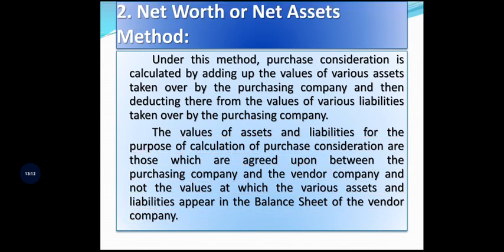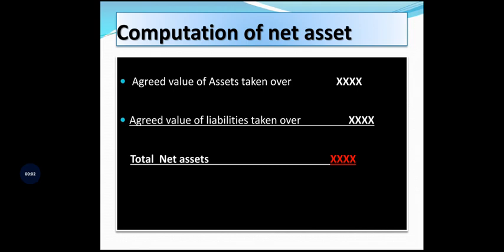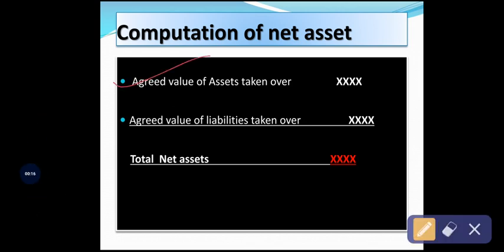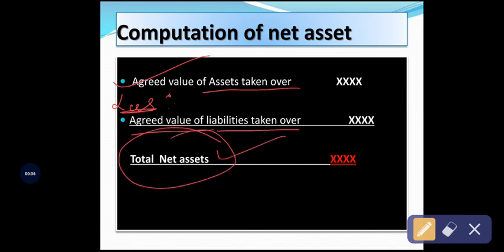So keep it in mind. This is the format to compute the net asset or purchase consideration under the net asset or net worth method. We have to take all the agreed values of the assets taken over by the transferee company, and deduct all the agreed values of the liabilities taken over. After deducting the liabilities from the assets taken over, we get the total net asset. This is called the purchase consideration.